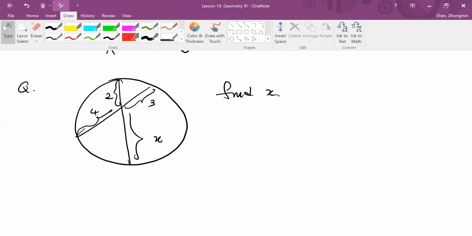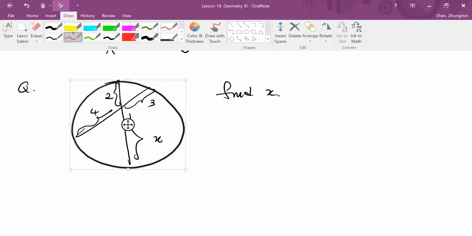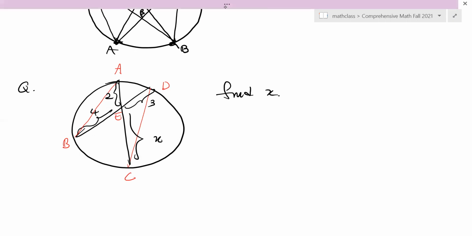So draw connect lines. I'm going to use a red color. I'm going to call the points A, B, C, D, and E. What you get is two triangles. They're similar. Why? So first of all, let's color it. What kind of triangles are we talking about? I'm talking about this triangle and that triangle.